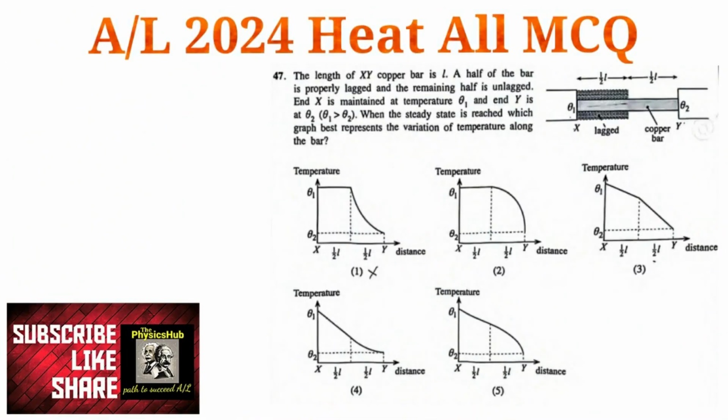Then the next question, it is 47. The length of the XY copper bar is L. Half of the bar is properly lagged and the remaining half is unlagged. End X is maintained at temperature theta 1 and end Y is at theta 2. Theta 2 is less than theta 1. When the steady state is reached, which graph best represents the variation of temperature along the bar?